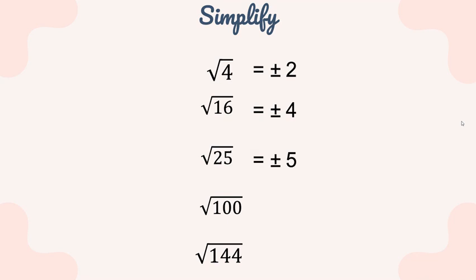Then we have 100. So what multiplies to get to 100? We have plus minus 10. 10 times 10 is 100. -10 times -10 is 100. And then what multiplies to get 144, or the square root of 144? We're looking at 12 times 12, or -12 times -12, which our answer would just be plus minus 12.